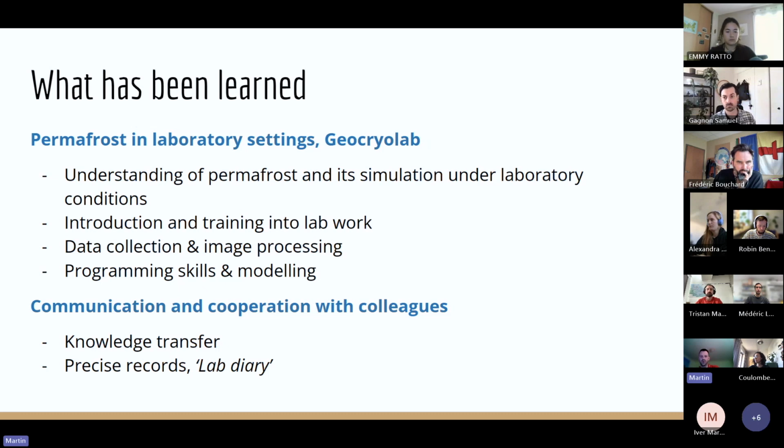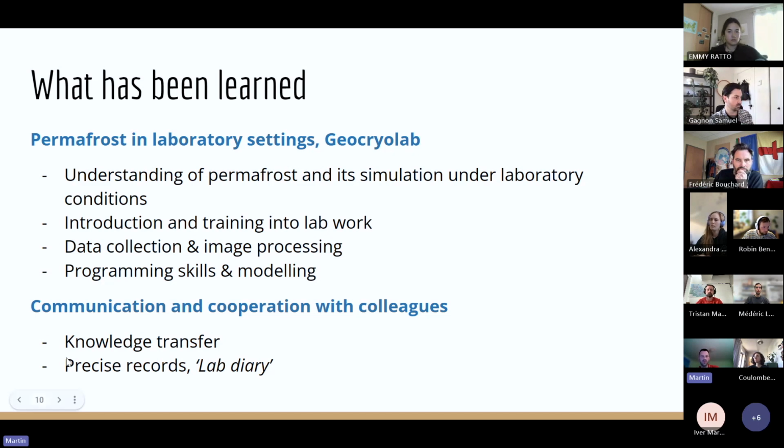This was used for the model. We did it in Python, so this was also really important. And the most important was the communication and cooperation with colleagues, because I was not the only intern working there, so there were more people. And it was very important to know how to transfer the knowledge also to the interns coming after me.